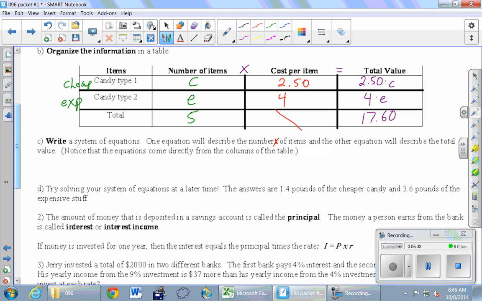So looking at the first column, the number of items, you bought C pounds of the cheap candy, E pounds of the expensive candy, but altogether it's 5 pounds you want. So do you see the equation that comes from that column? 5 equals C plus E. That's it.